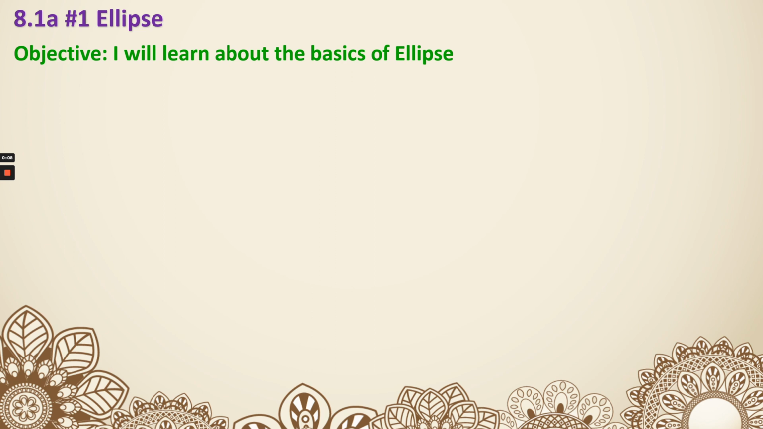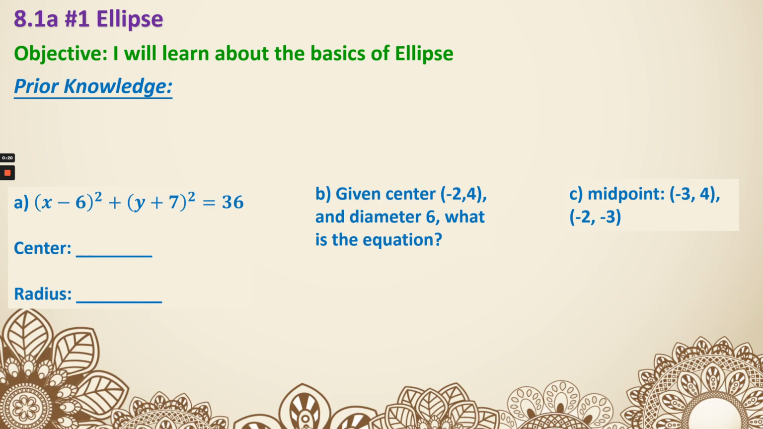Today we are going to start a new unit, and this unit is actually quite related to what we have learned 2 units ago, which is circles. First lesson is called ellipse, which in plain English word is just an oval shape, but it is quite related to circle. So let's review something we have learned before.